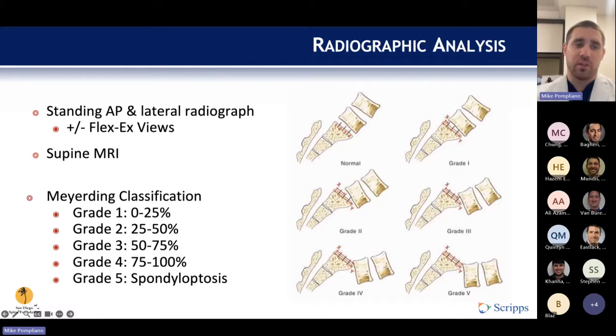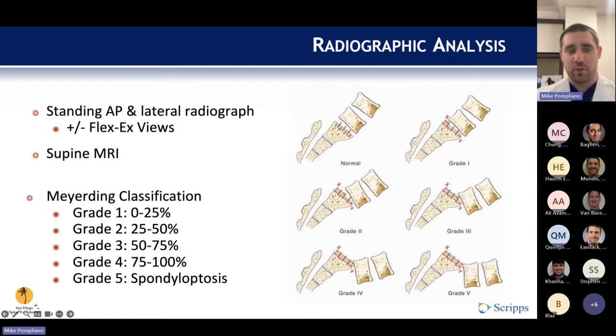On radiographic analysis, typical workup will include standing AP and lateral radiographs with or without flexion and extension views, as well as evaluation with the supine MRI. The Meyerding classification can help classify the degree of slip, though it may not necessarily lead, like some classifications, as far as guidance with treatment.